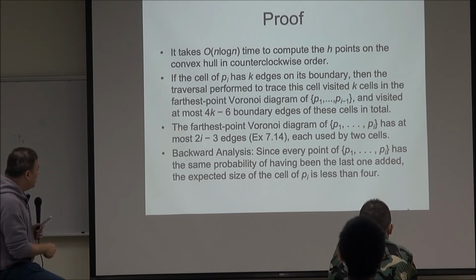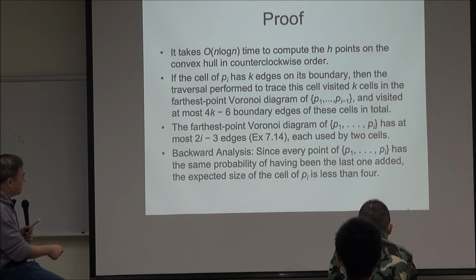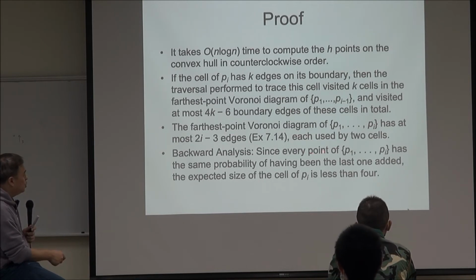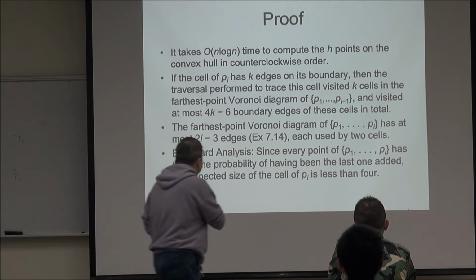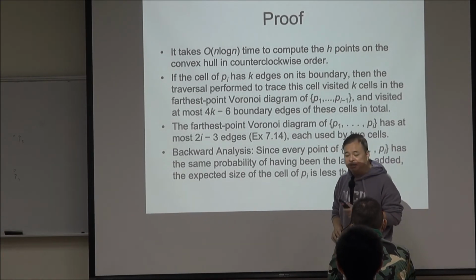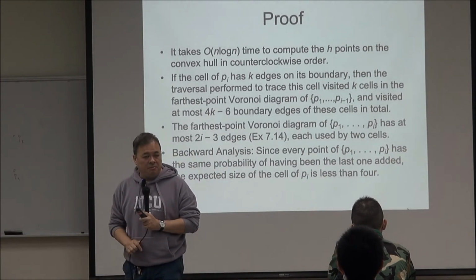Why? Because if you have i sides, remember I told you, exercise 7.14 has certain instructions to tell you how to prove this. If you have i sides, you will have at most 2i minus 3 edges. Remember I told you to prove that the number of vertices and number of edges in the furthest point Voronoi diagram are linear? So this is a part of that proof.